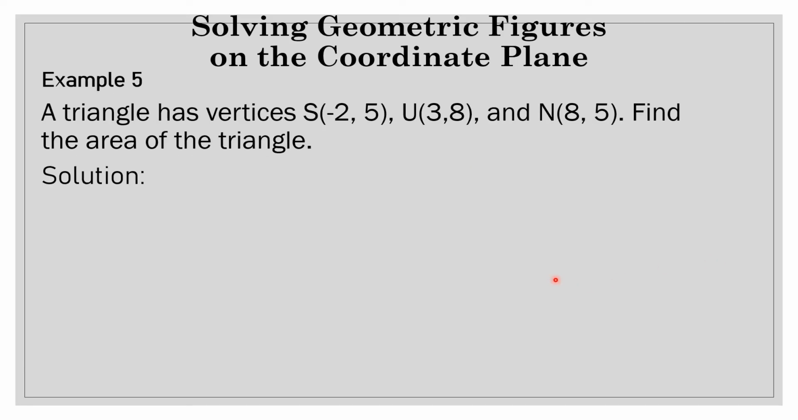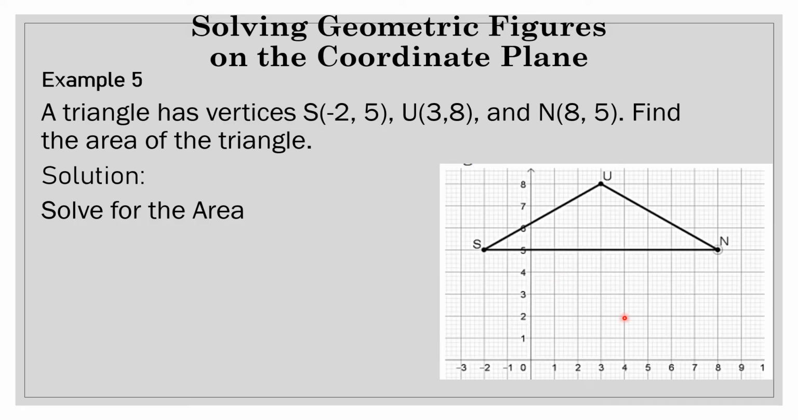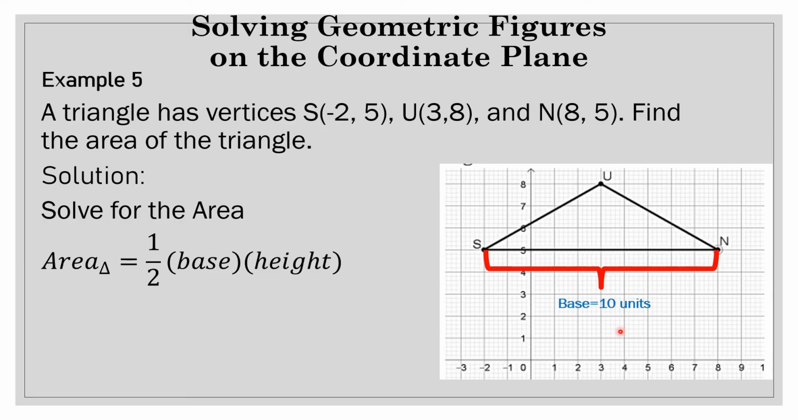So, after plotting ng ating triangle, we need to solve for the area. So, ano nga ba yung formula sa pagkuha ng area ng triangle? Ang pagkuha sa area ng triangle is 1/2 base times height. Ito yung ating formula. So, kailangan natin alamin kung ilang units yung base at ilang unit yung height. Yung base ng triangle natin is yung line segment SN. Ito yung line segment SN natin. Kasi that is perpendicular dun sa ating apex na U. So, ang base natin is 10 units.